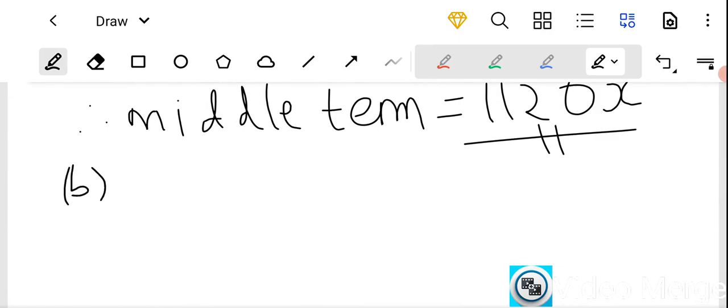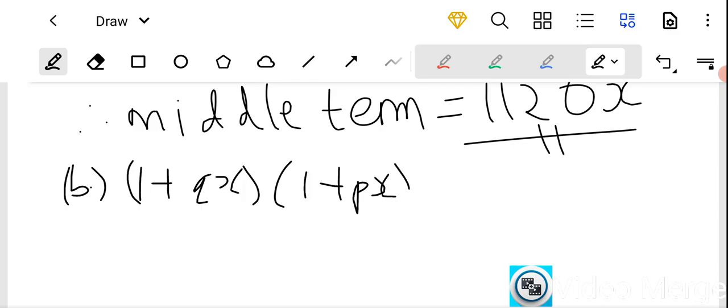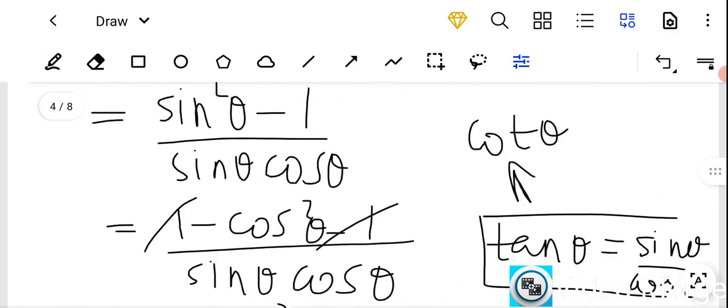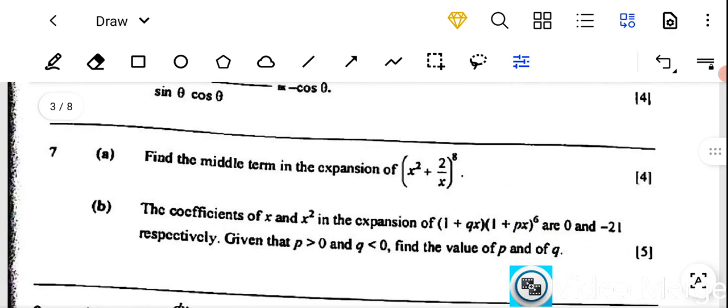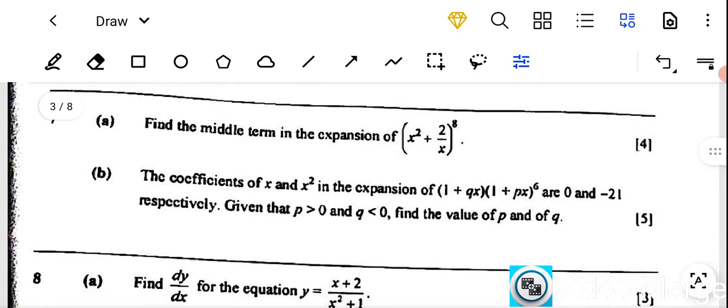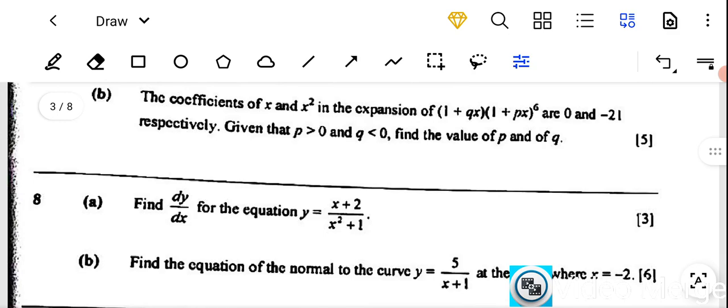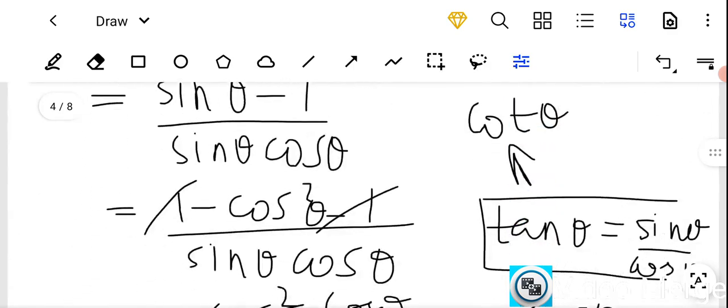7b. So 1 plus qx multiplied by 1 plus px to the power 6, like that. I hope you can see that. So 1 plus qx then 1 plus px to the power 6. Then we are concentrating on the coefficients of x and x squared, so we should go as high as the x squared term, and then coefficient of x is 0, coefficient of x squared is negative 21. We can also write that down for reference.